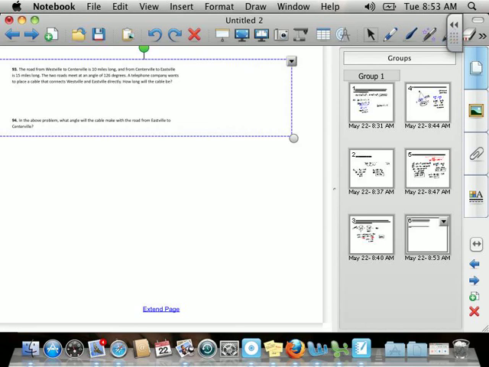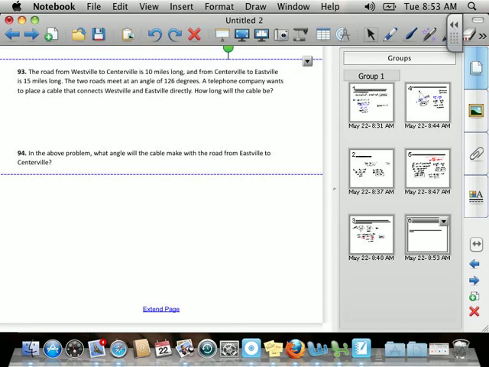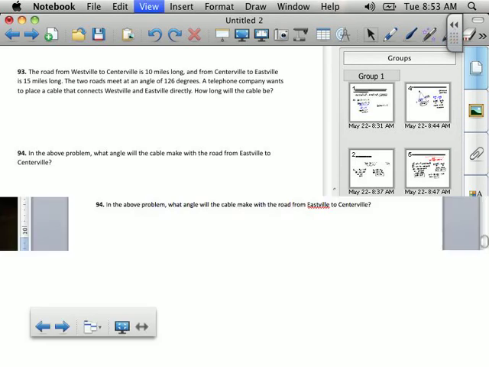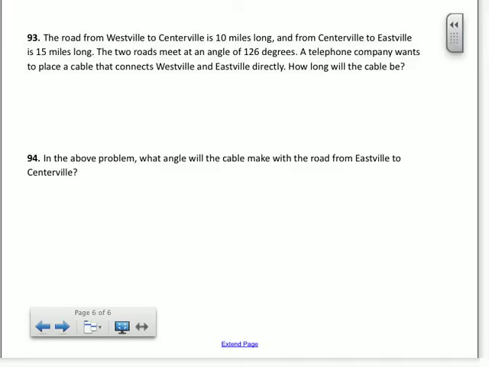Okay, so it says the road from Westville to Centerville is 10 miles long. And from Centerville to Eastville is 15 miles long. The two roads meet at an angle of 126 degrees. Okay, so don't think like west, center, east, like they're all in one line. Does that make sense? There is an angle between them. So let's say Centerville is right here, Westville, Eastville.